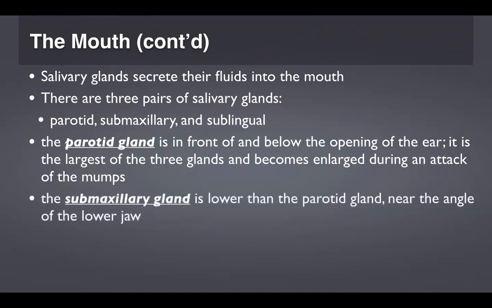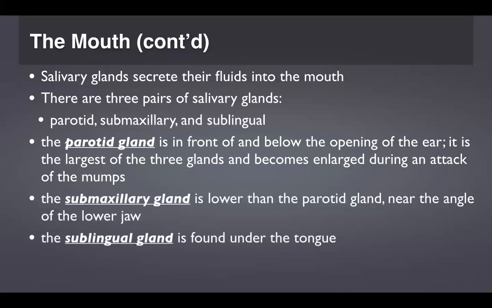The second is the submaxillary gland. That's lower than the parotid gland, and it's near the angle of the lower jaw, so just a bit lower there, if you're following your finger from the parotid gland farther down on your jaw. And then the last one is the sublingual, and if you know root words, lingual, or if you speak Spanish, lengua, is tongue. So this salivary gland exists underneath the tongue.